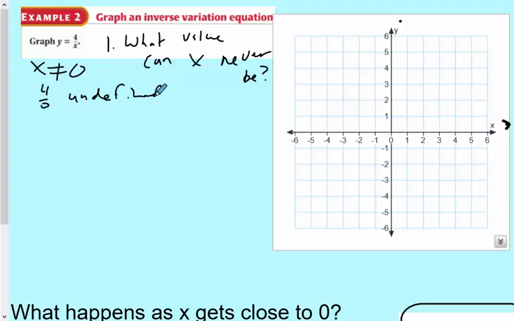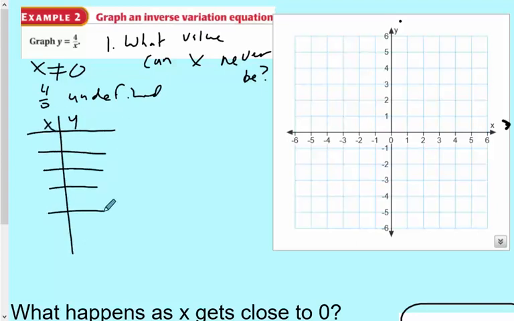There's always going to be one value when you're doing this. We're going to make our table, just like we always do when we're graphing. We're going to put that number right in the middle. We're going to scribble it out. We're going to go -1, -2, -3. Actually, I'm going to use -4, and I'll tell you why in a second. I'm going to use +1, 2, and 4.